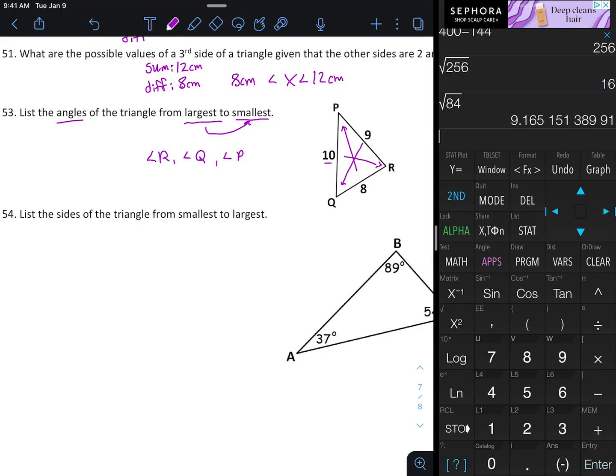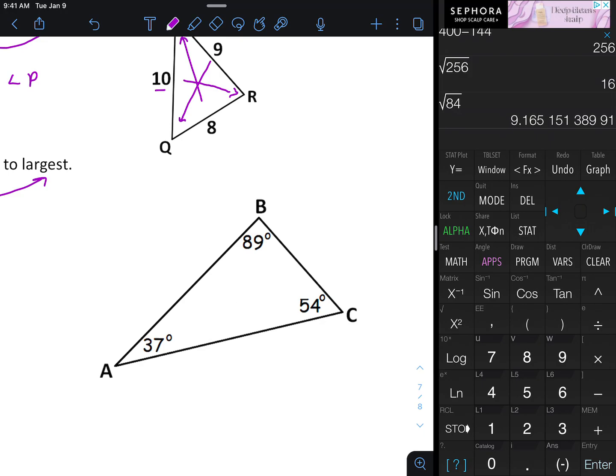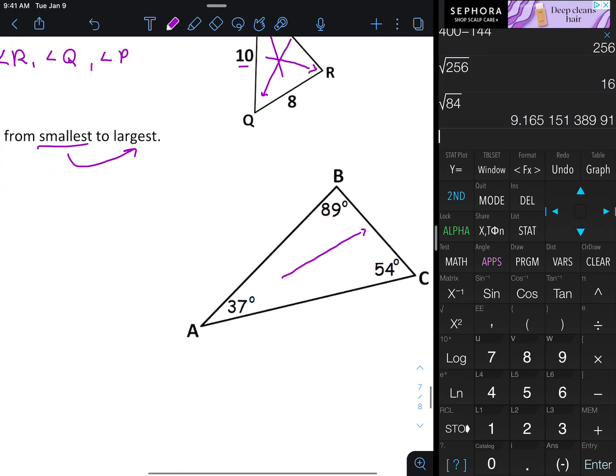So now list these sides from smallest to largest. Okay, so I want the smallest side first. The smallest side will be across from the smallest angle. The smallest angle here is that 37 degrees. So the smallest side is that side right there, and we have to use 2 letters for it, so let's call it side BC. The next smallest angle, we took care of the 37. The next smallest one is the 54. 54 is across from this side right here. I'm going to go with AB.